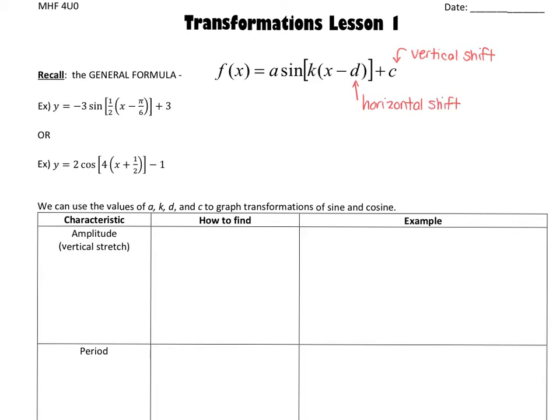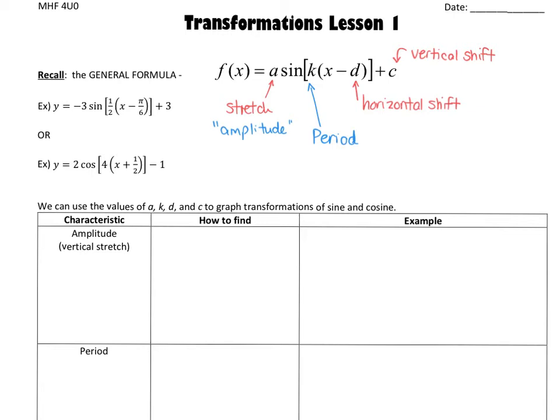Similar to other functions that you've done. Also, we know that A is what we like to call maybe our stretch or our vertical stretch if you like. Now, specifically for trig functions though, this does mean the amplitude as well, and we'll review that in just a second. And the one that's the most different is this K value right here, which for trig functions helps us to determine our period.